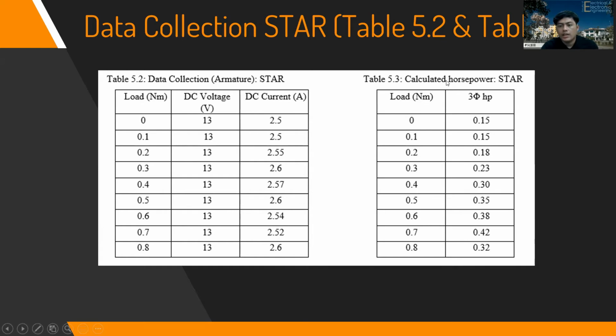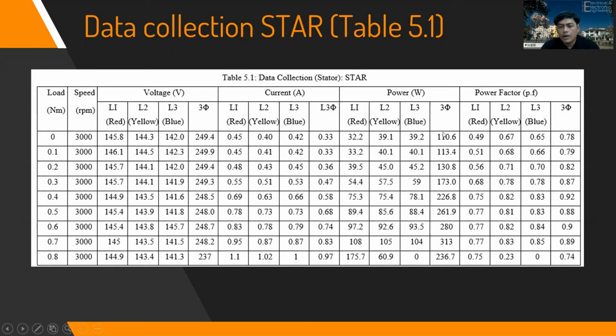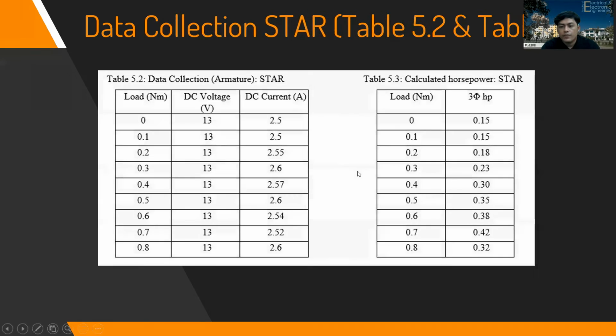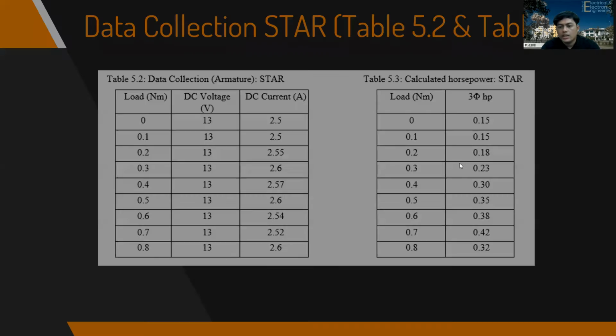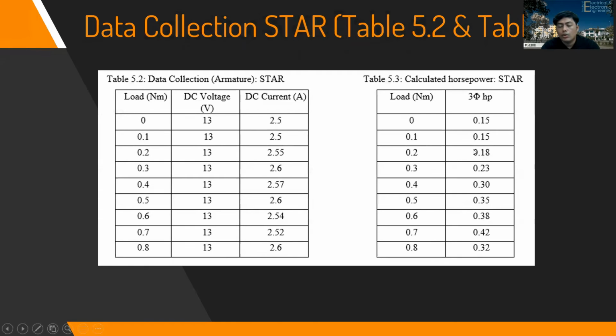Next, which is the calculated horsepower. So in order to get the value here, the value of the power at the 3-phase here, we must divide with the value of 746, so we can get the value of the horsepower. So for example, in order to get the 0.15 here, the value of 110.6 divided by 746, then we will get the value of 0.15 here.